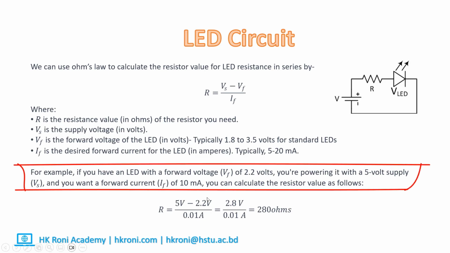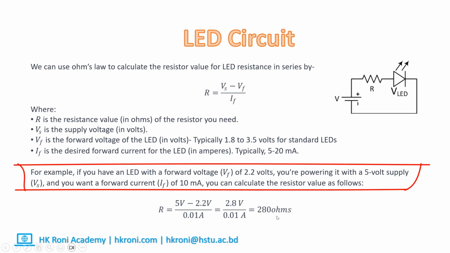Let's say we have added a 5 volt source here, and the LED has 2.2 volts, which is the forward voltage of this LED. Now we want to permit 10 milliamps of current, that is 0.01 ampere. For that reason, what should be the resistor added in series with this circuit? We can find out using this formula. R is 5 volt minus 2.2 volt divided by 10 milliamps, and it will give us 280 ohms.